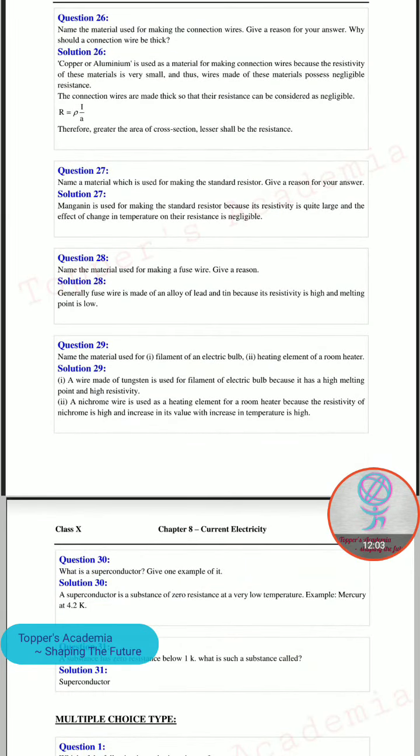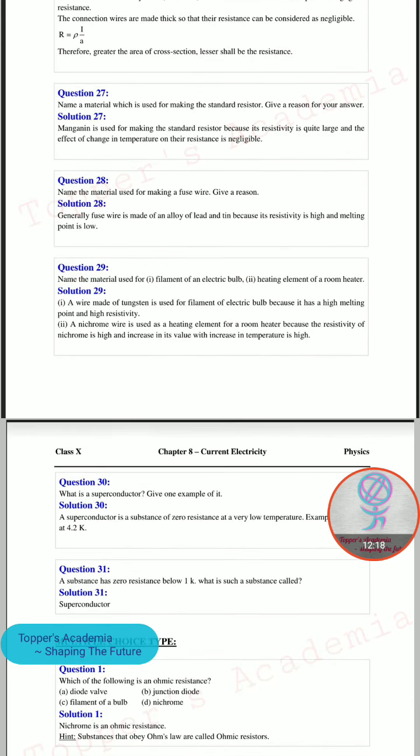Question number 27. Name a material which is used for making standard resistors. The answer is manganese, because its resistivity is quite large and the effect of change in temperature on the resistance is negligible. Question number 28. Name the material used for making a fuse wire. Give a reason. It is mostly made of an alloy of lead and tin because its resistivity is high and melting point is low, which are the basic features for a fuse to work.